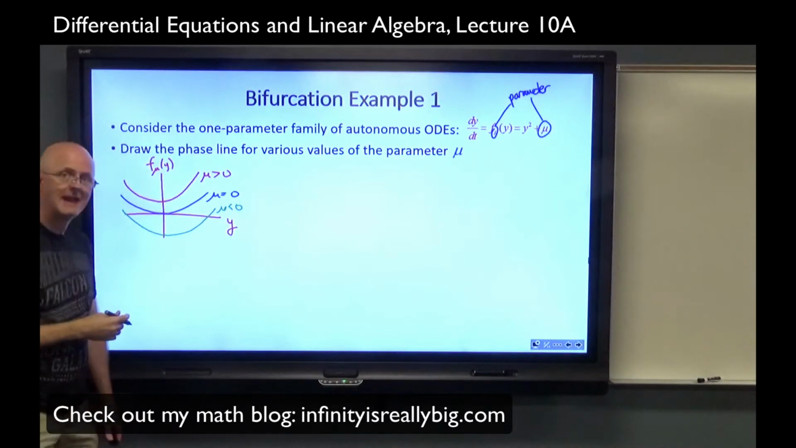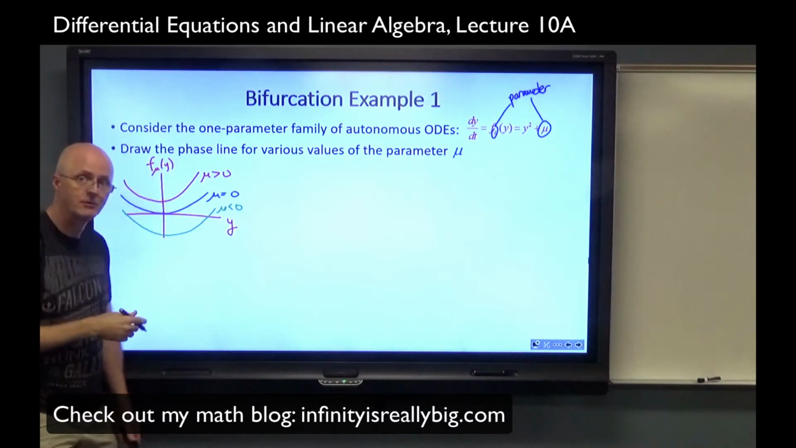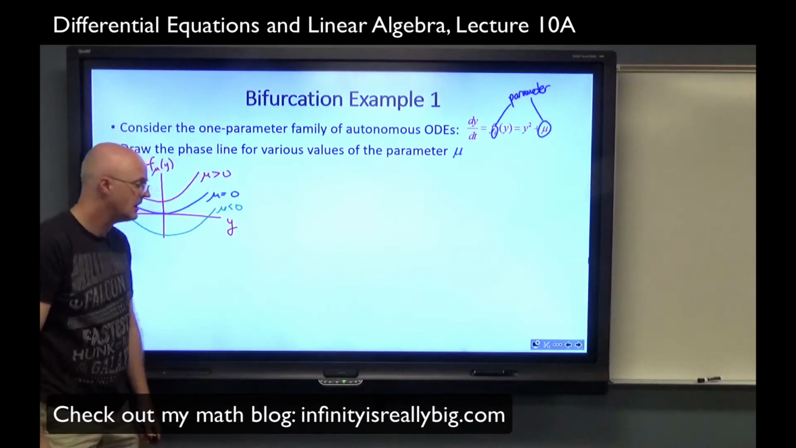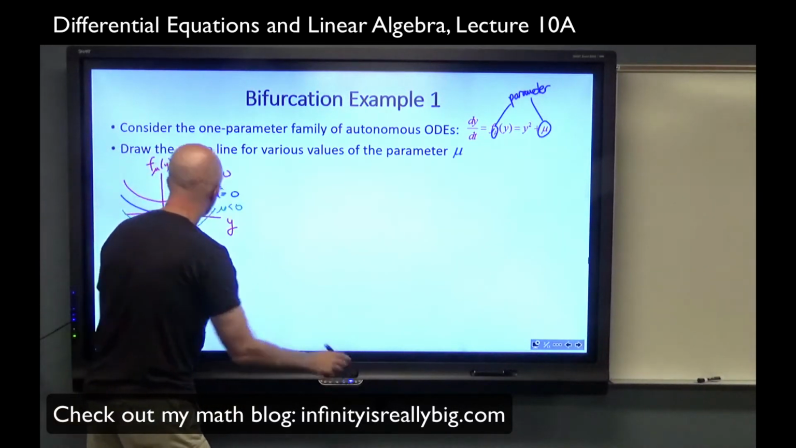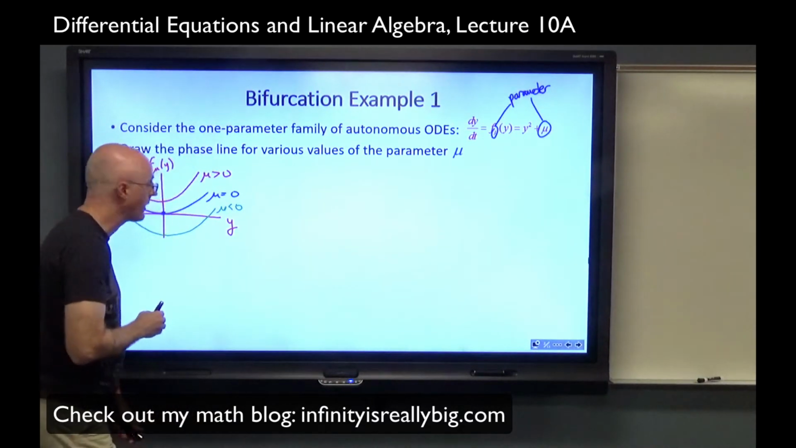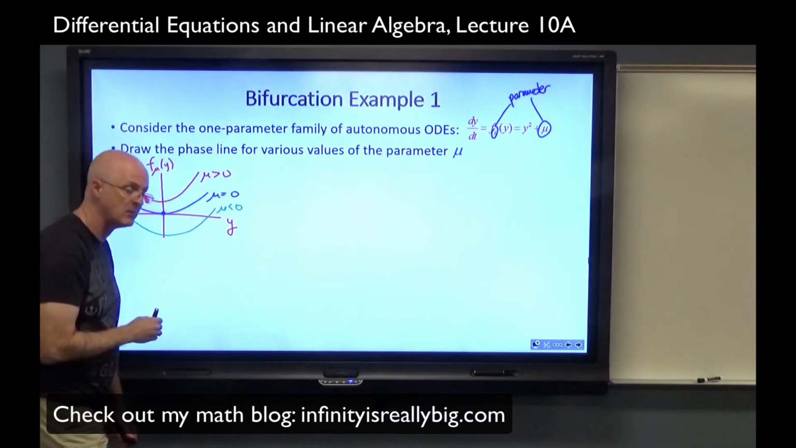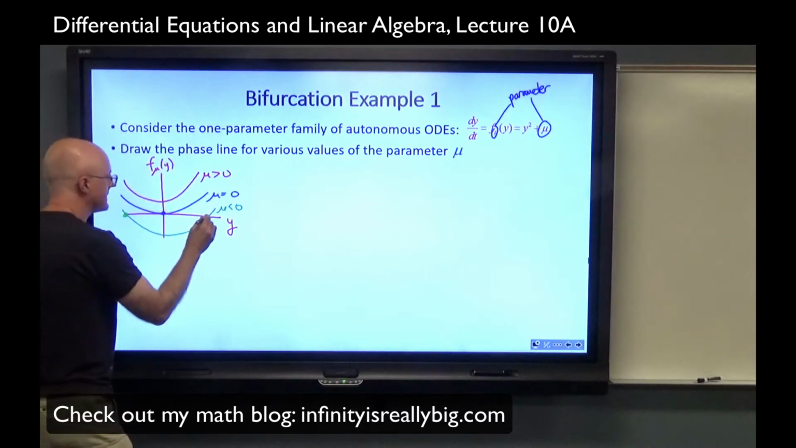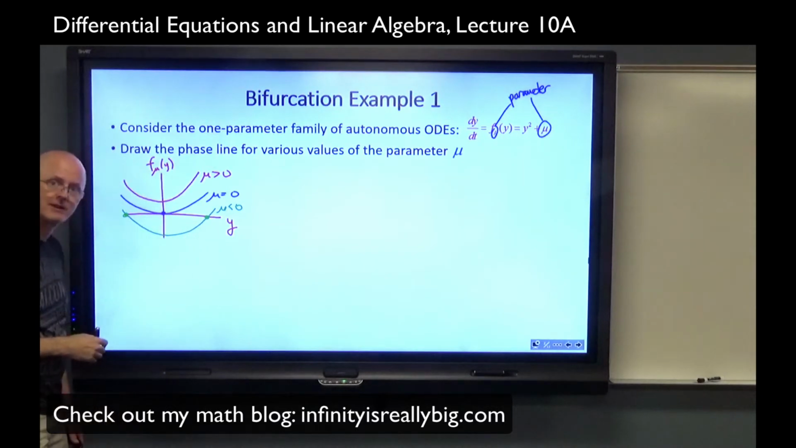And it's only in the case where mu is less than or equal to 0 where you have equilibrium points, because the equilibrium points, as we've seen, correspond to the intercepts of the y-axis in this picture. Just one intercept there when mu equals 0, at y equals 0, and 2 intercepts when mu is negative, here and here, those 2 different values of y.